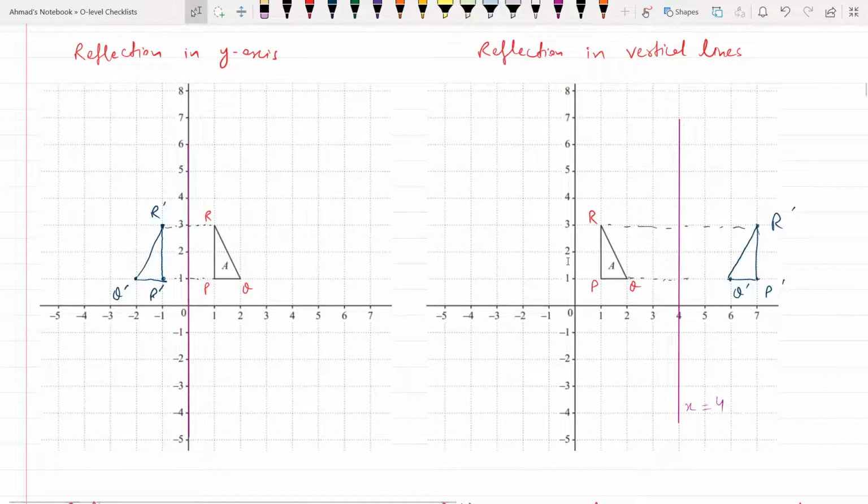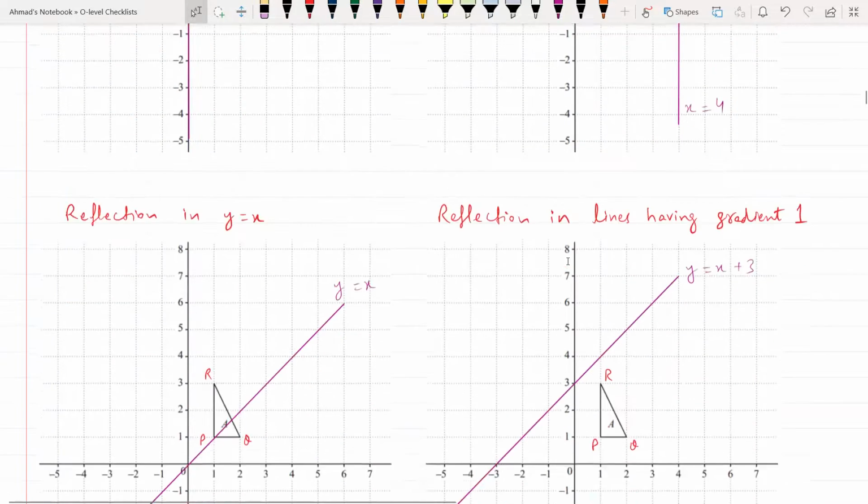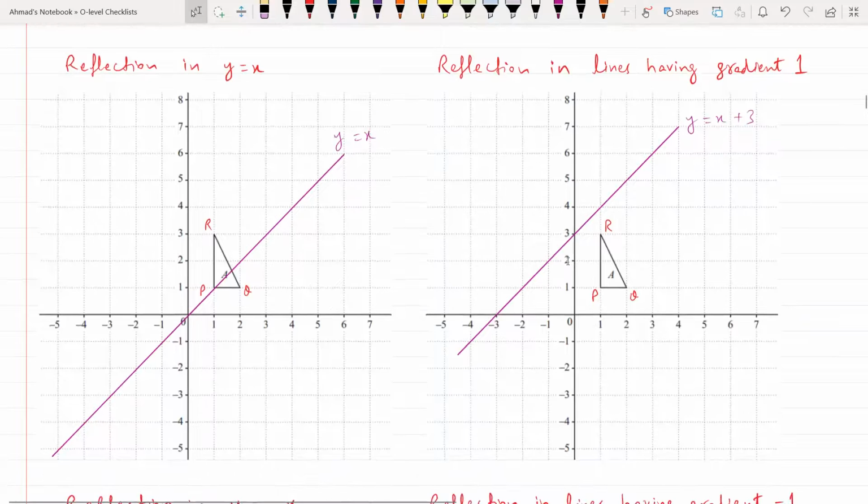Now, what if you have lines that are not horizontal or vertical? So most common amongst them are the lines that have a gradient of 1 or -1. So one gradient आपका, for example, इस line का होता है. That's a very common line.